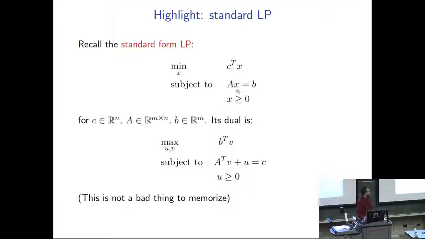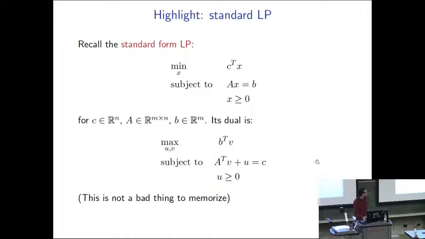Right, so this is an LP in standard form. I have equality constraints, Ax equals b. I have the non-negative orthant constraint on x, and the criterion is just this simple linear function c transpose x. Its dual, I know we did the dual of generic form LPs, not in standard form. I'm not sure if we did standard form LPs. This is not a bad thing to memorize. I think there's a very beautiful symmetry between this problem and this problem, so it's not a bad thing to memorize at all.